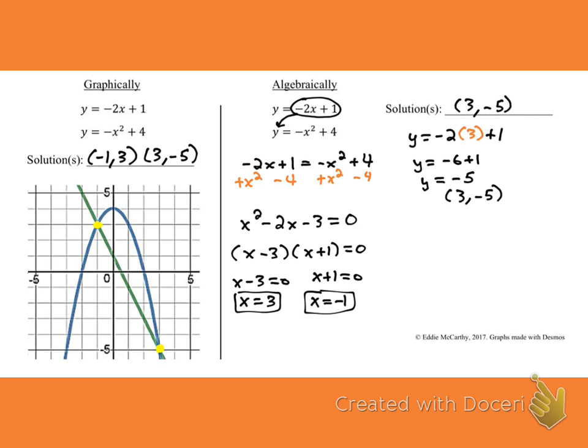And then I'm going to plug in negative 1. So that gives me negative 2 times negative 1 is 2, plus 1 gives me 3. So that other point of intersection is at negative 1, 3.